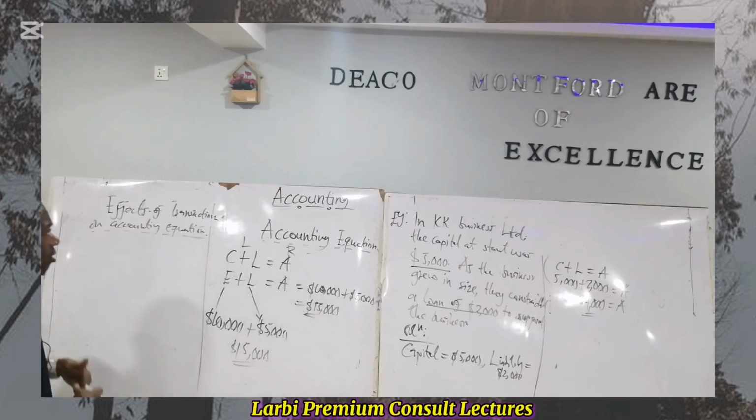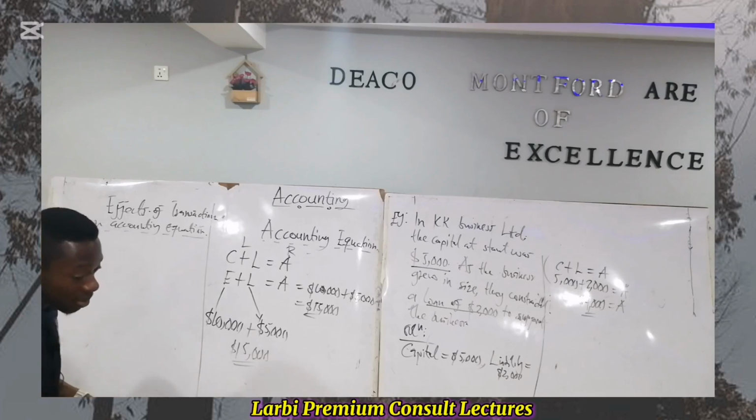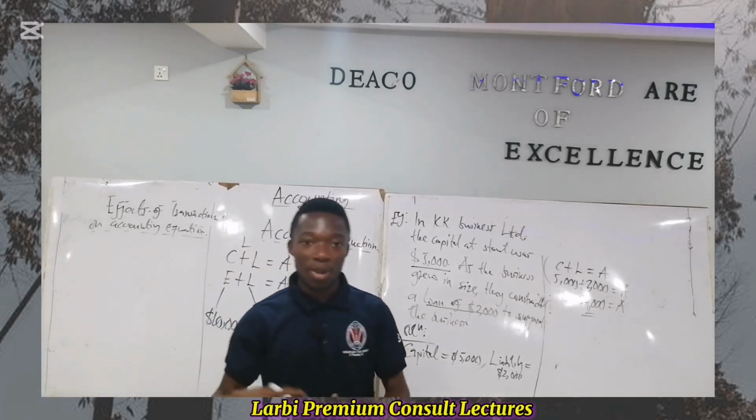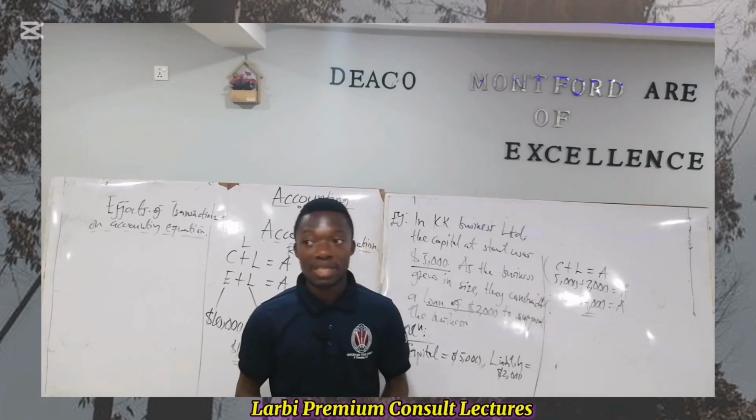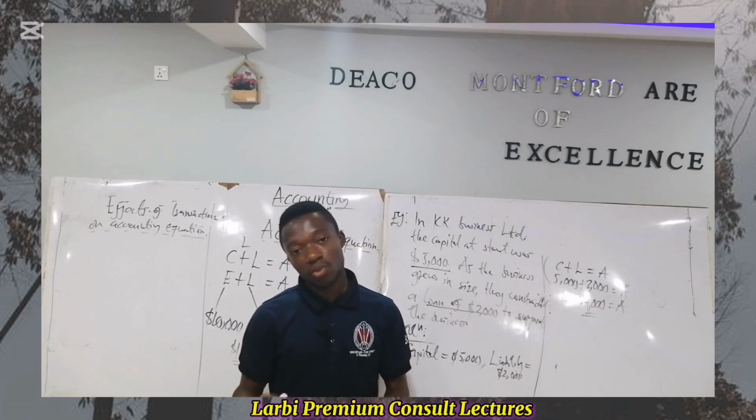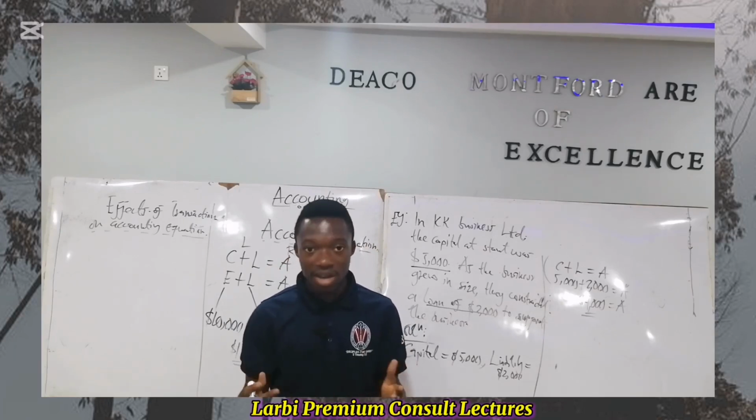So now, the whole idea about the effect of business transactions on the accounting equation has to do with, okay, in case there is a supply of a resource in the business or an asset in the business, what is the effect of that resource or that asset on the general assets that we have?